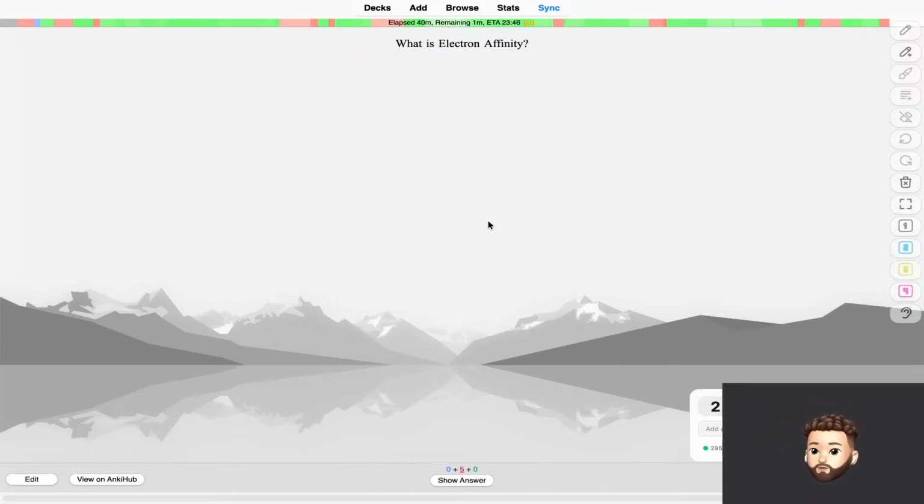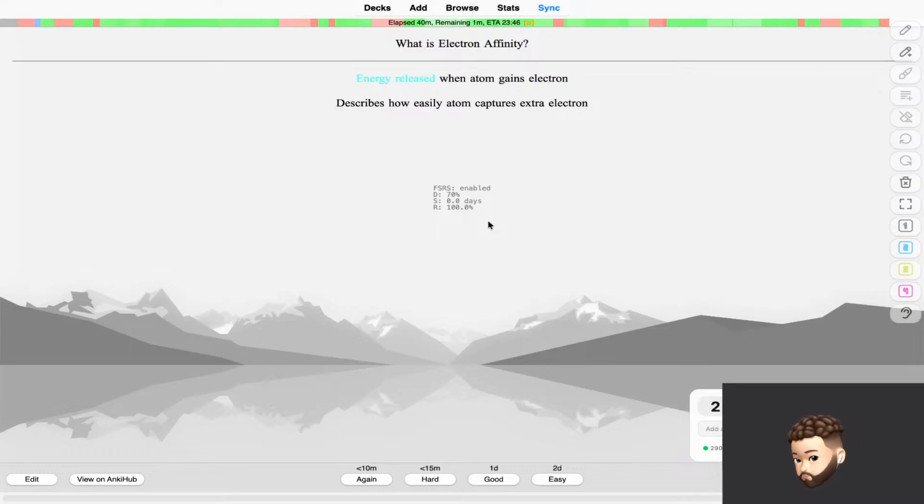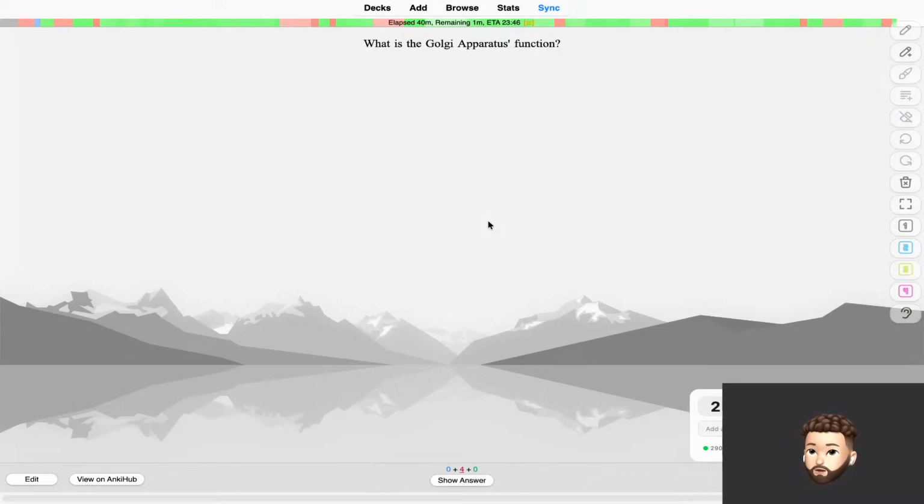I kind of want to do that one more time. What is electron affinity? Electron affinity is the energy released when an atom gains an electron. It packages, modifies, and sorts proteins and lipids for transport. Those modifications can basically direct a protein or lipid to a specific destination.